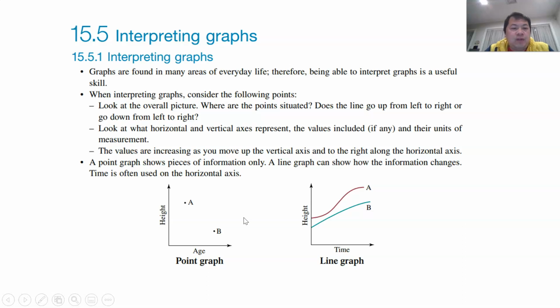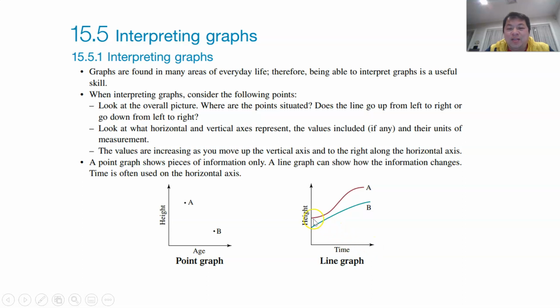For example, you are given two graphs. One is a point graph and the other one is a line graph. As you can see, a person at this age is this height, at this age is this height. It could also be a plant. I'm not sure. So this A can be a person, a plant, some living thing, I presume.